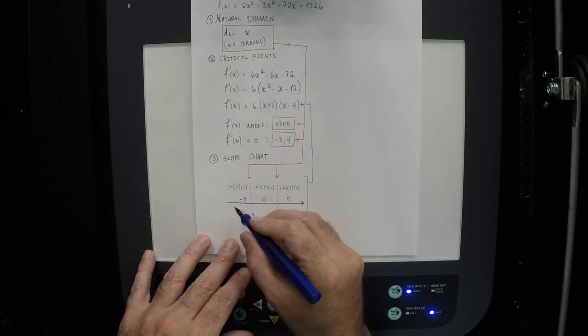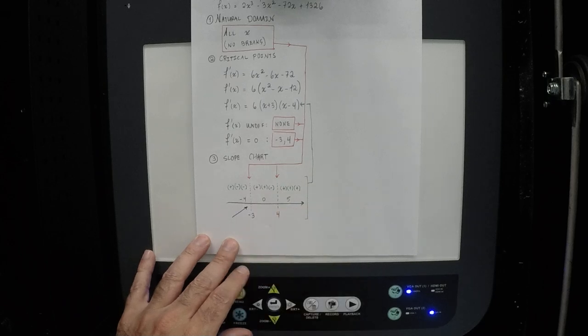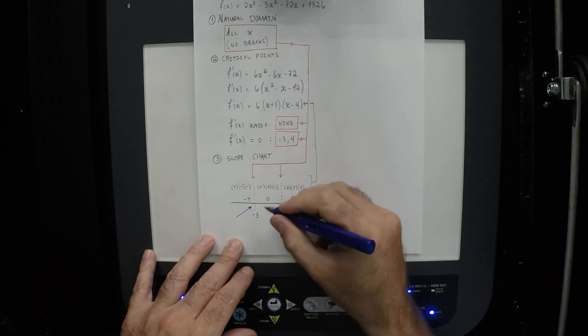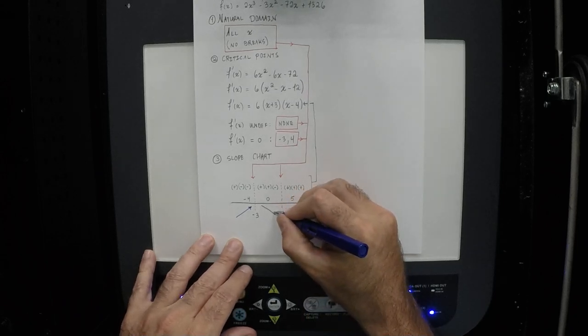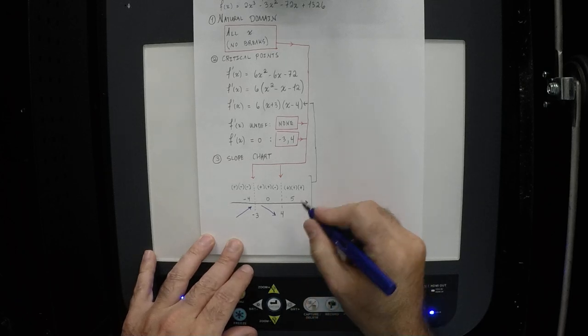What is the positive slope symbol? This one. Positive slope symbol. Okay? What is the overall sign in this region? Negative. So that means we write the negative slope symbol. And then positive.